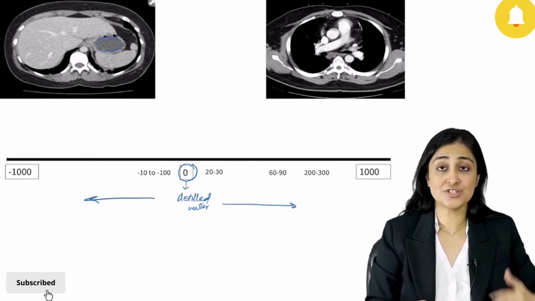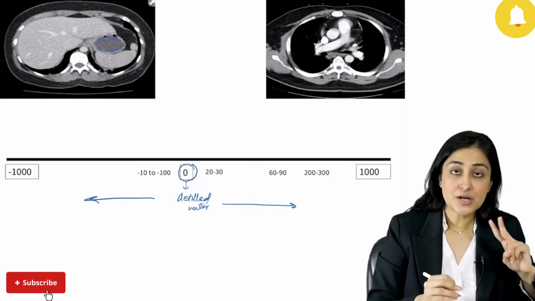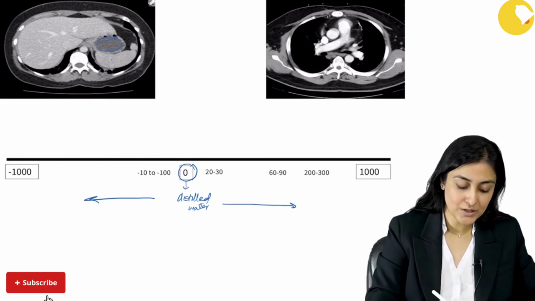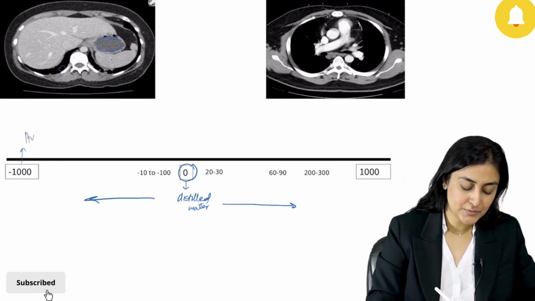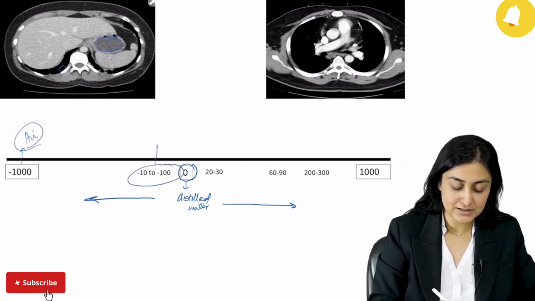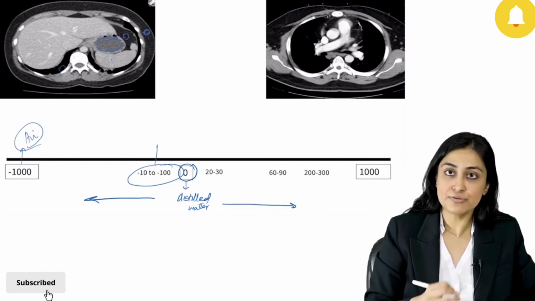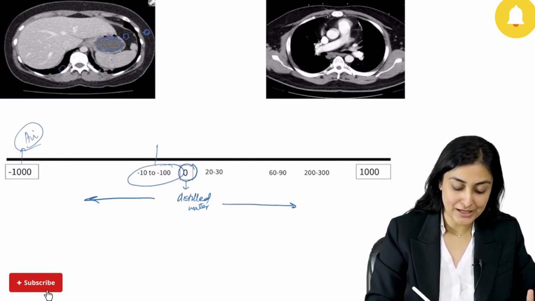Here I am showing you two cross sections of the CT. Let's try and evaluate. Two things which are black, which are hypodense. One is the air. This air here will have a Hounsfield unit of -1000. Then there's -10 to -100. This is the fat that you are seeing, subcutaneous fat, mesenteric fat, again quite hypodense.